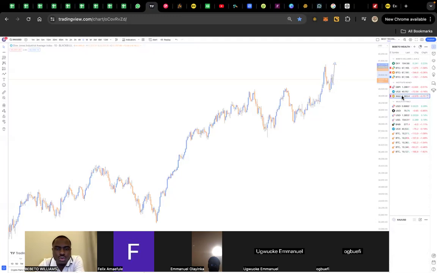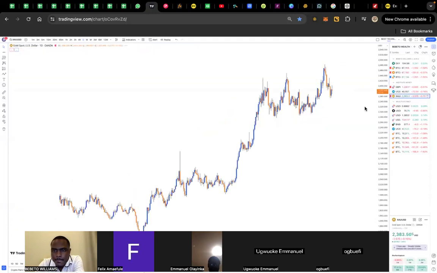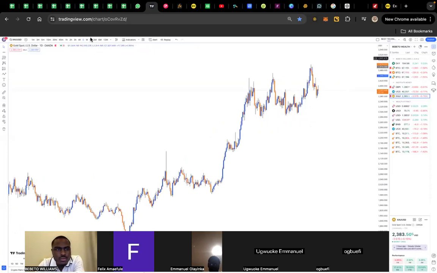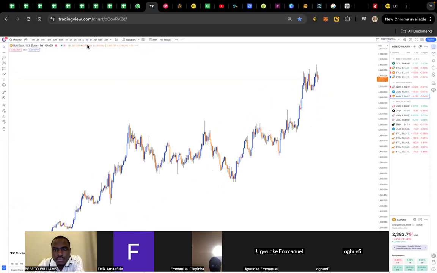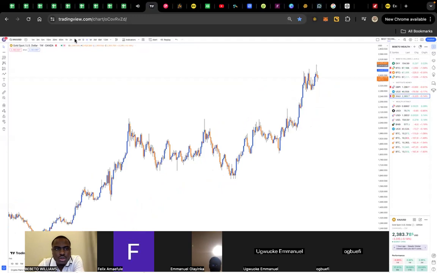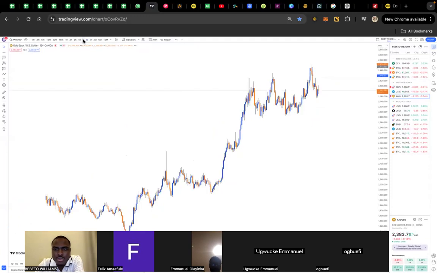So I'll come over to gold. We'll go over to the Monday time frame to understand the direction of the market. It's giving us a buy. I'll come over to the weekly time frame to know if there's any reversal pattern on the weekly time frame. On the daily time frame now, we're expecting to see an M pattern formation.